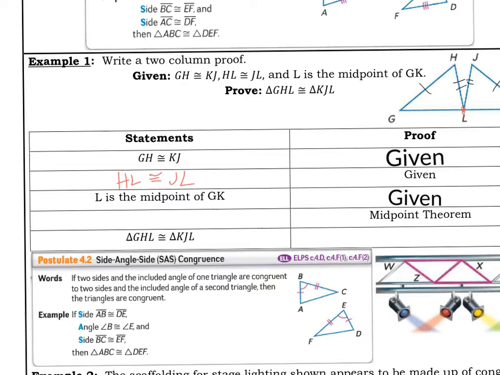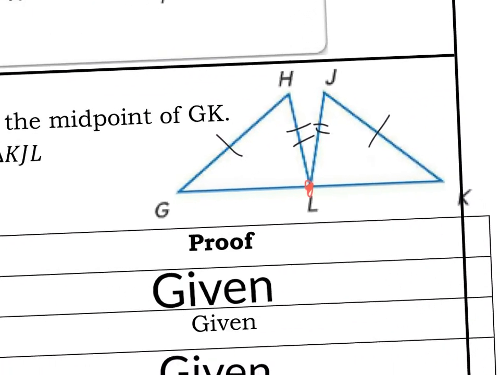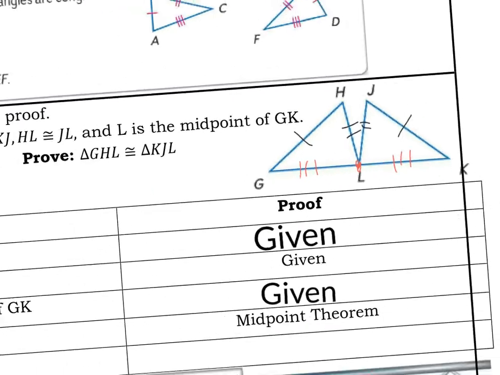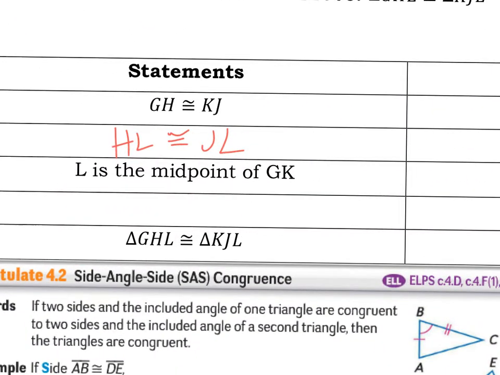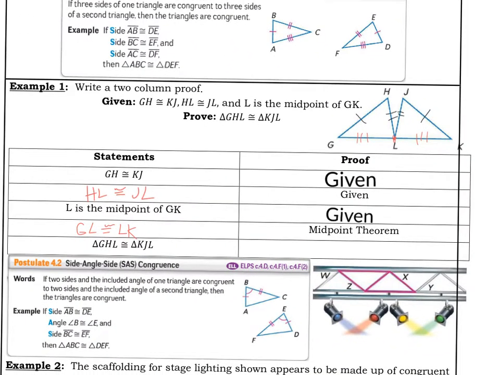The next proof says midpoint theorem. So you don't have to know the exact definition of the midpoint theorem. You just got to understand what it means. I know that if something is the midpoint, it's going to create two equal segments, right? So basically it's going to say that GL is going to be congruent to LK because L falls directly in the middle of those two. So that's what we're going to say next right here. We're going to say GL is congruent to LK.